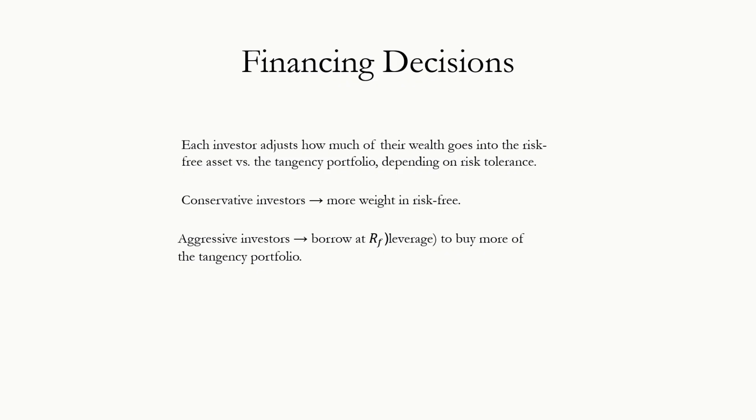So conservative investors would put more weight in risk-free assets, right? Their portfolio is probably going to consist more of treasury bonds, right? Aggressive investors would borrow at the risk-free rate, leverage to buy more of the tangency portfolio, which is the optimal portfolio if we're mixing treasury bonds and risk-on assets.